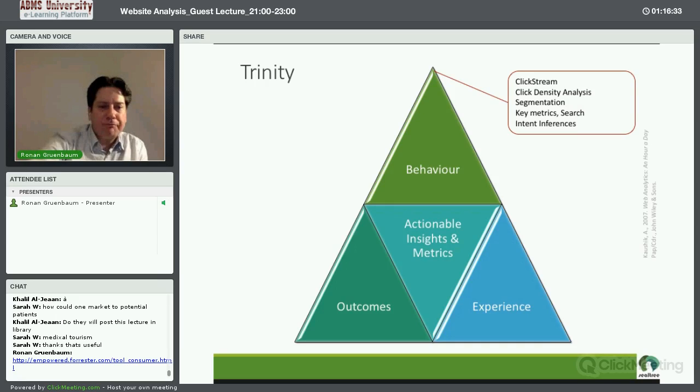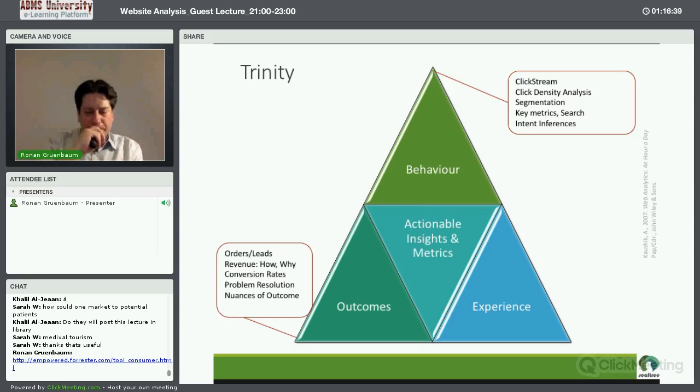So now we go to orders and leads, so you can see the outcomes, the goals. So how many orders have you managed to achieve through your site? The revenue, is it going up? Is it going down? How is it going? Is it peaking? Is it going in a particular way? Conversion rates. So are people doing what you want them to do, achieving those goals on your site?